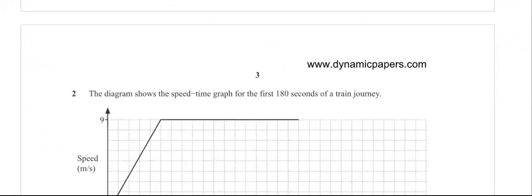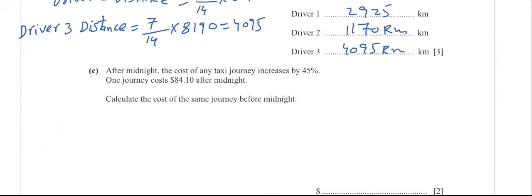Okay, sorry. Next we have part C. After midnight, the cost of a taxi journey increased by 45%. One journey cost $84.10 after midnight. I mean, this is the increased cost. Calculate the cost of the same journey before midnight.